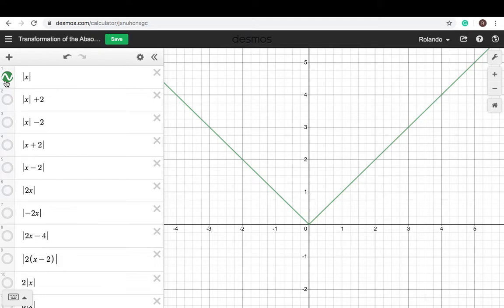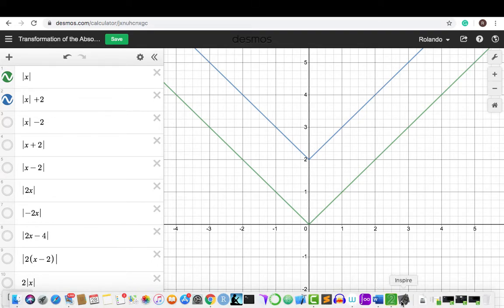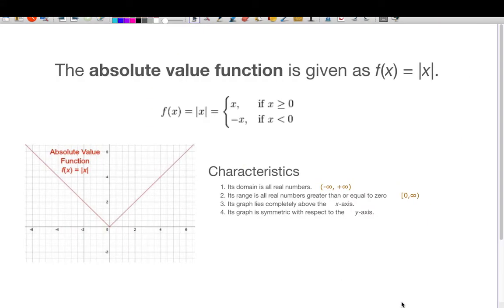Good morning. In this video, we are going to talk about the transformation of the absolute value function. So what is an absolute value function? The absolute value function is defined by this piecewise function.